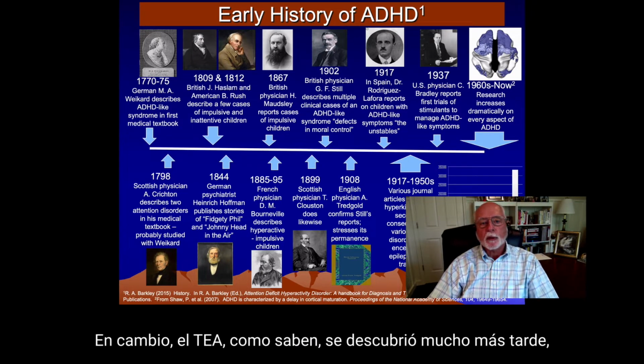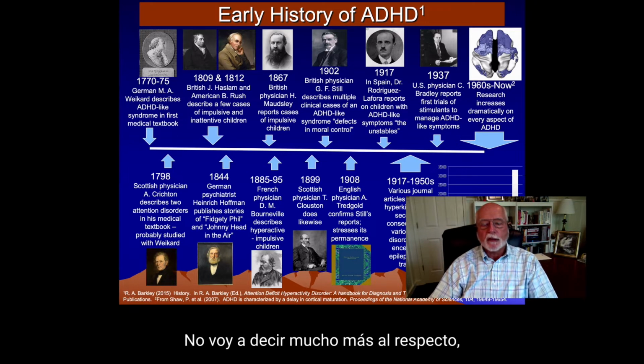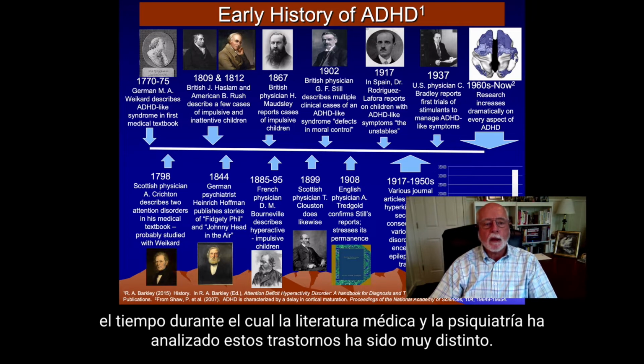Autism spectrum disorder, as you know, was discovered much later than ADHD. So there's quite a difference in the history of these disorders. I won't have much more to say about that, but I did want you to know about the difference in how long these disorders have been known to medical literature and to psychiatry.